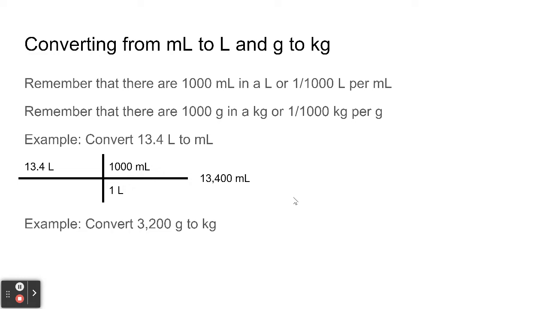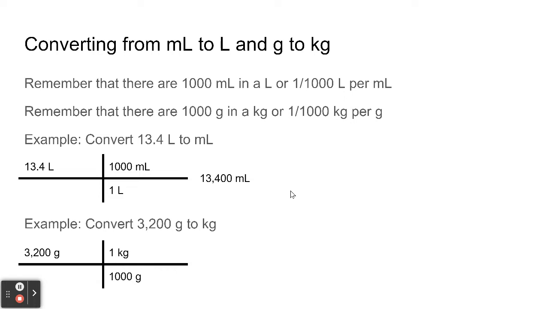And then for our second question, converting 3,200 grams to kilograms, again, we'll set up our T-chart. What we start with goes in the top left, what we're trying to get goes in the top right. So we're starting with 3,200 grams. We're going to kilograms. So in the top right, we're going to have our kilograms.